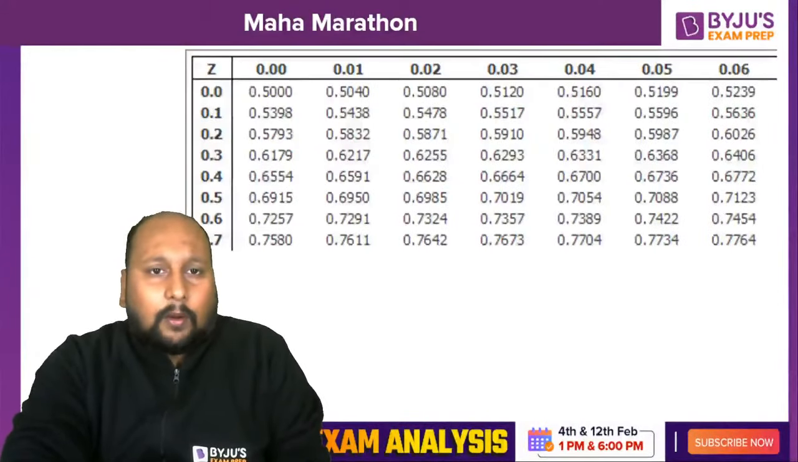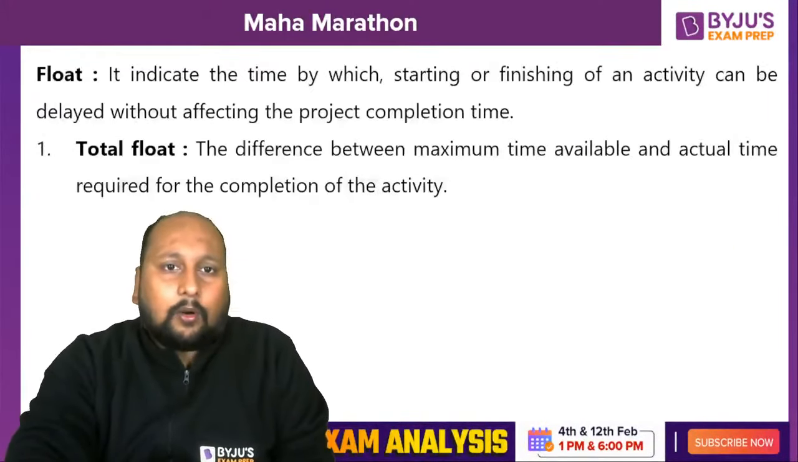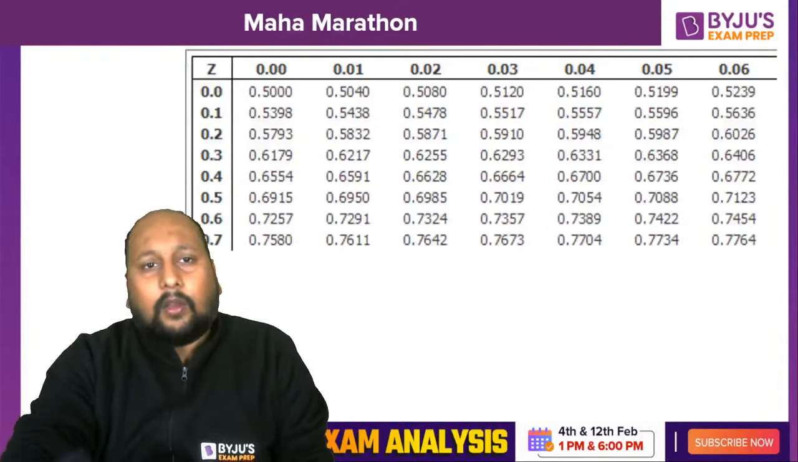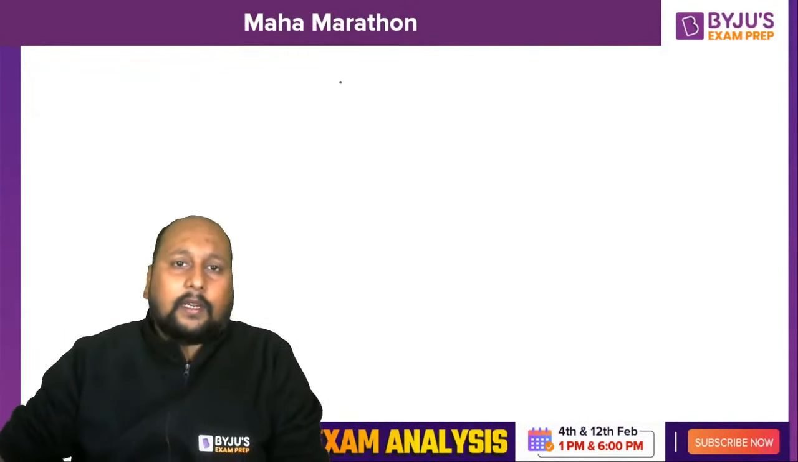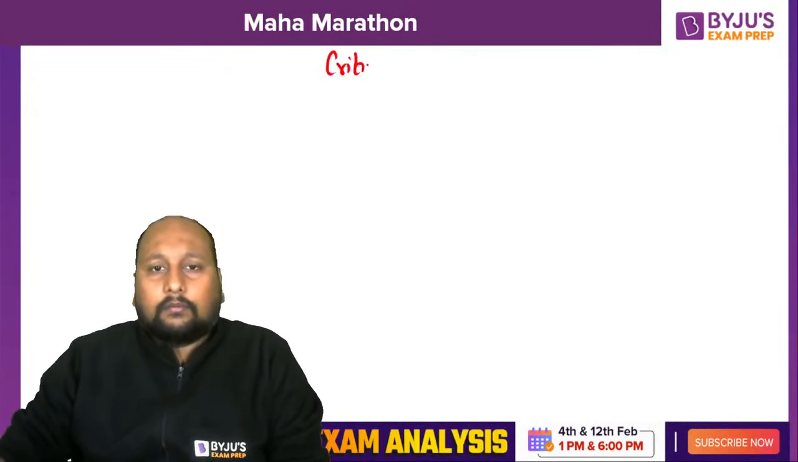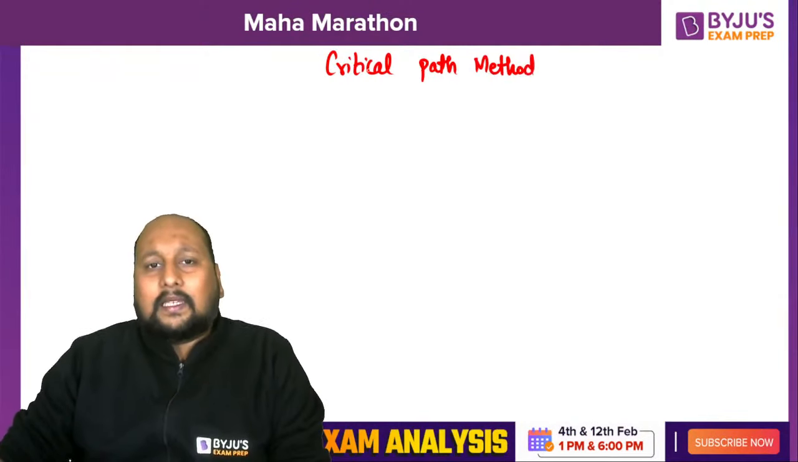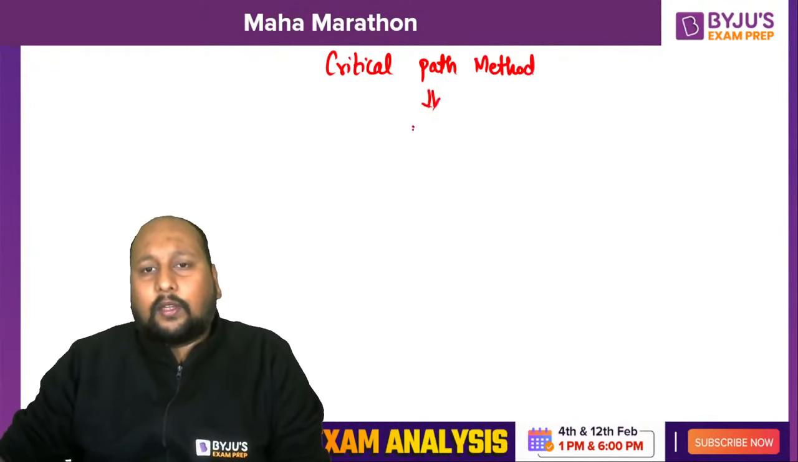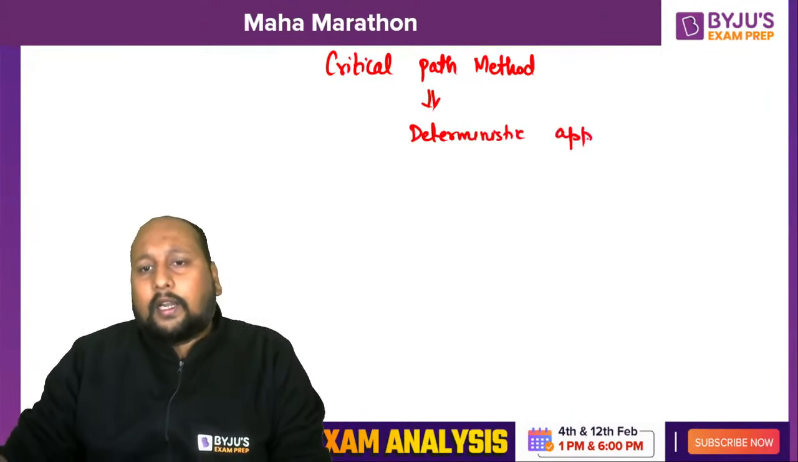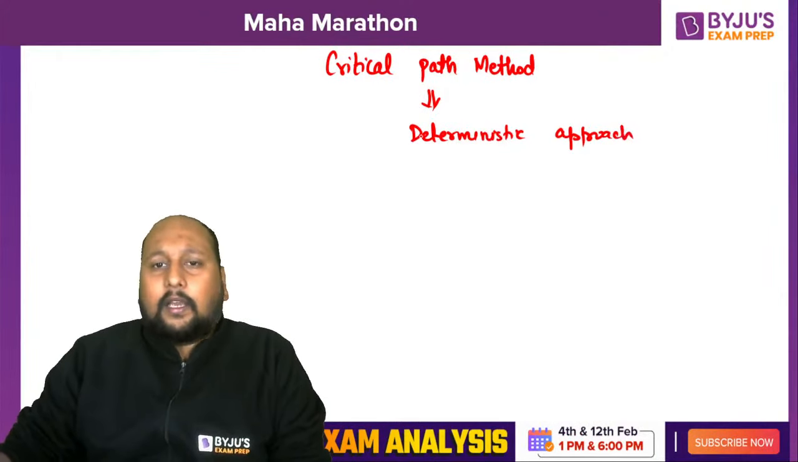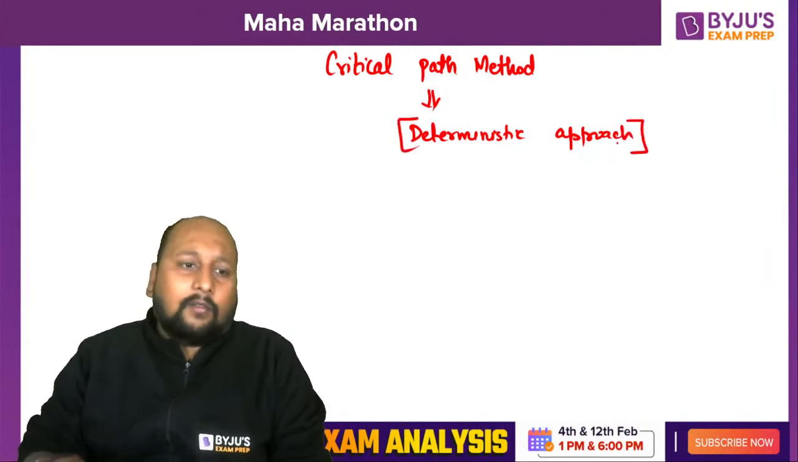So this was all about the PERT analysis. Now let us talk about the critical path method. In the critical path method, this is a deterministic approach. As we know that this is a deterministic approach, definitely what we can say is that for every activity we will have only one time of completion.